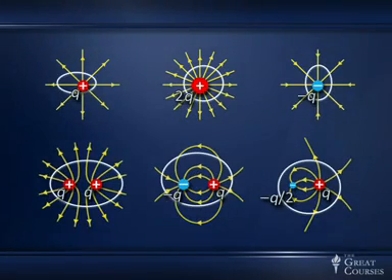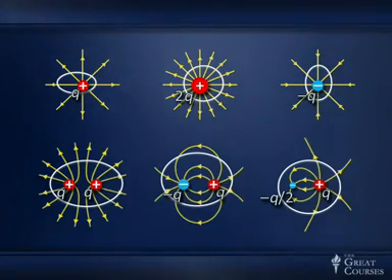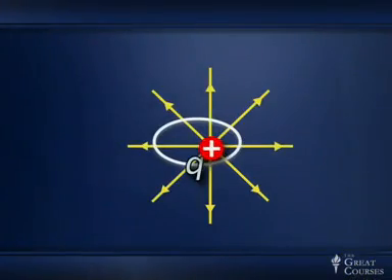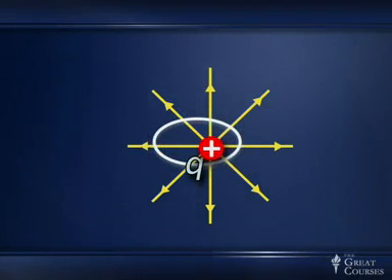Now picture this in 3 dimensions. This is a surface in 3 dimensions, and those field lines are pointing out in all directions. And I want to ask the question, how many field lines go through that surface? And the answer is obvious. It's 8. You can count them.